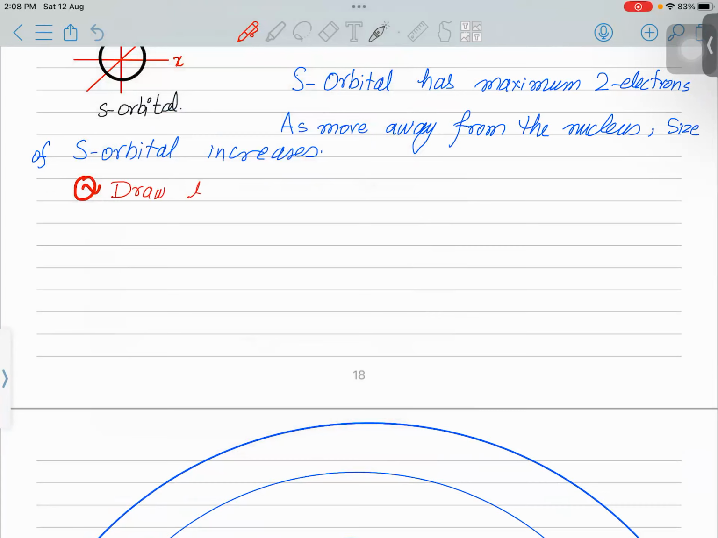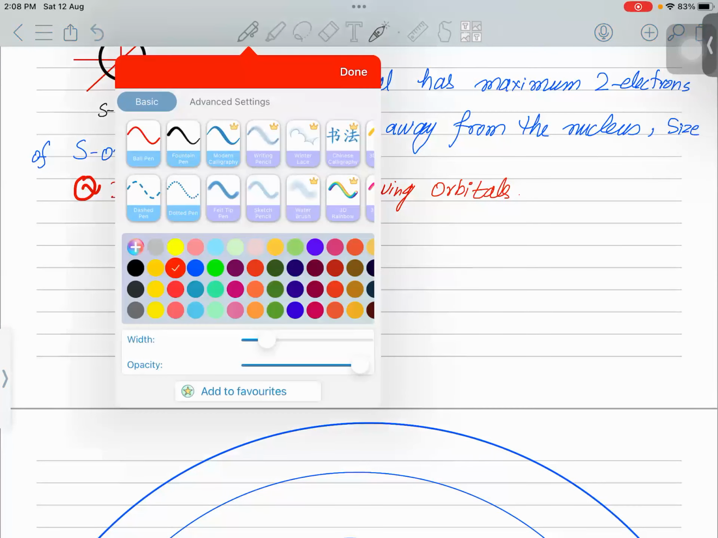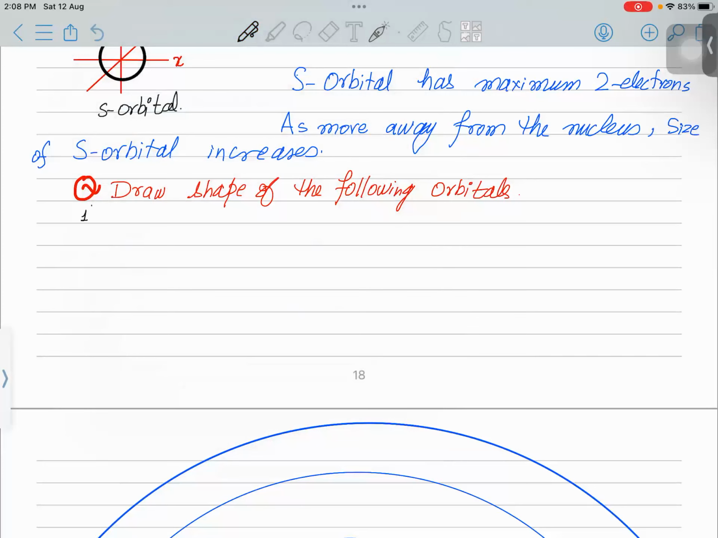Draw the shape of the following orbitals. First is 1s, second is 2s, third is 4s.